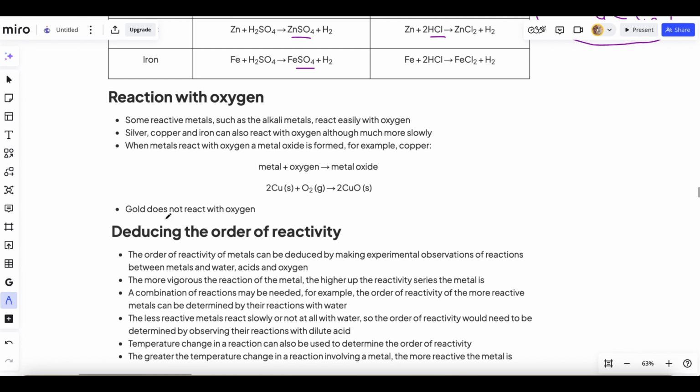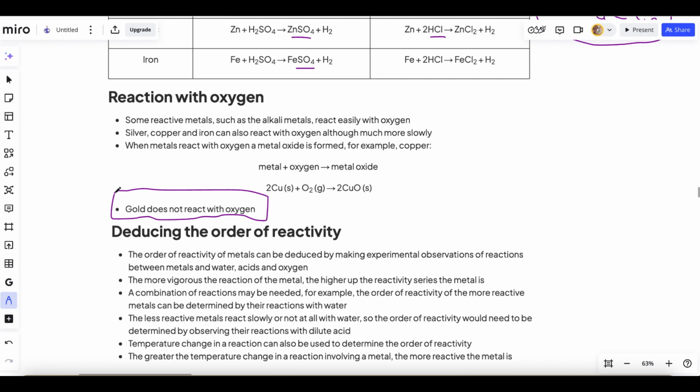That's it. Gold does not react with oxygen. Yes, gold does not react with anything, not only oxygen. Gold does not react with oxygen, cold water, or acid. So if you put acid on gold, nothing will happen to the gold. If you put cold water on gold, nothing will happen to the gold. If you put gold in very hot water, nothing will happen to the gold. Okay, so gold does not react.